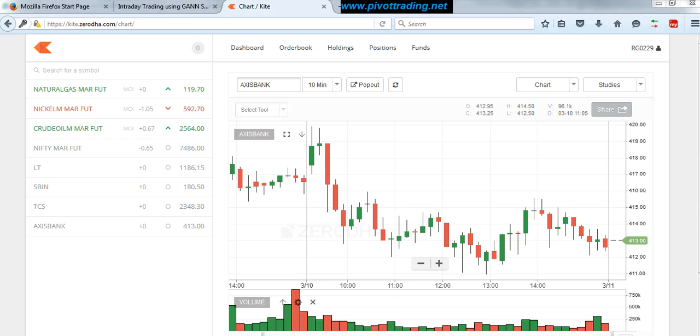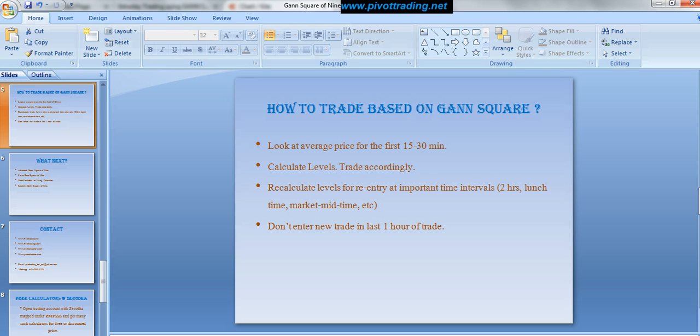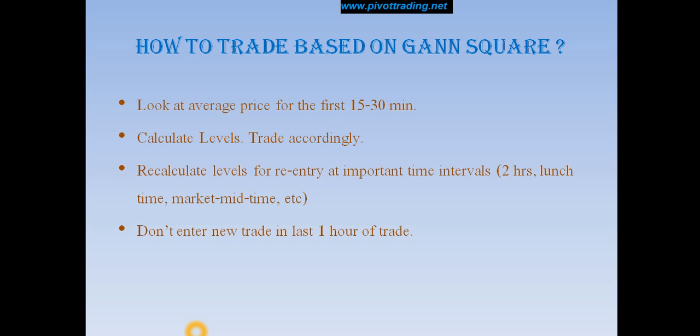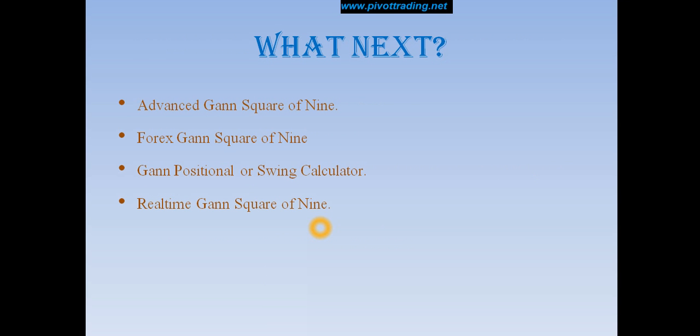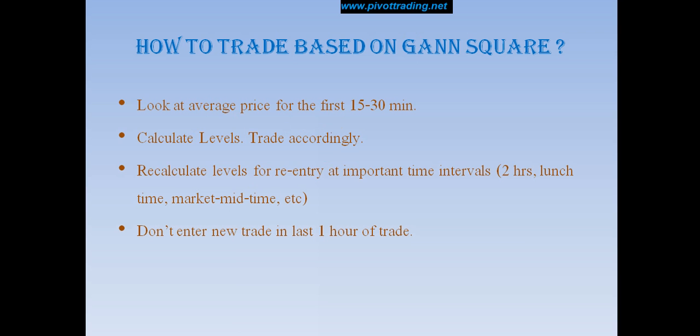Well, fair enough. So this is what I had for you in terms of a practical trade example. I will come again with a few more examples on a few more things. But let's see what we all planned for this session. So we covered this: look at the average price, calculate the levels, trade accordingly, and recalculate the levels. How we can recalculate the levels after 2 hours, lunchtime or the market midtime, and never ever enter into a new trade in the last 1 hour of market.